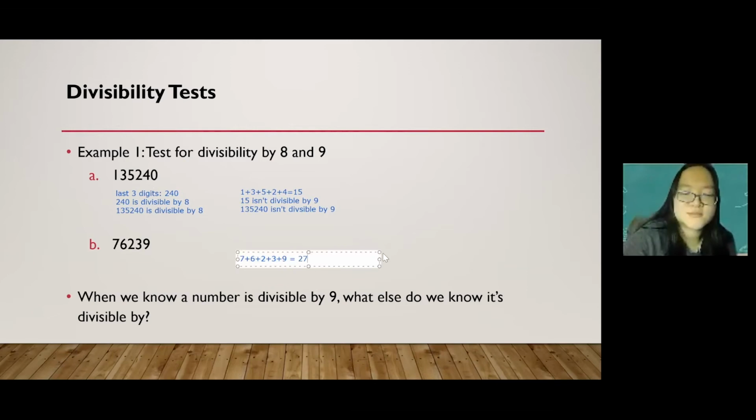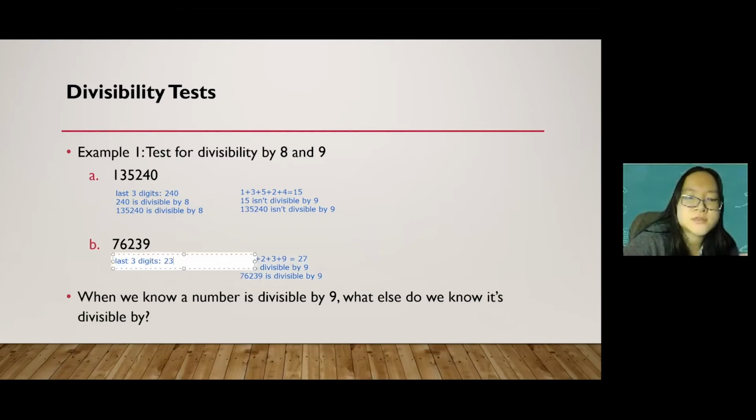I guess I'll have to type this out again. Okay, let's look at the last question. When we know a number is divisible by 9, what else do we know it's divisible by? Let me just type this out again. Last 3 digits, 239 is divisible by 8.